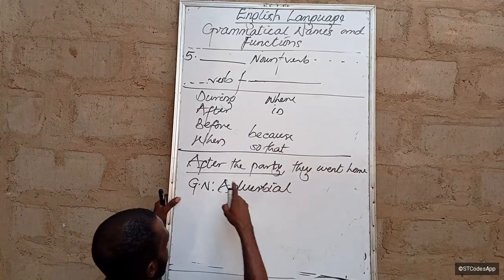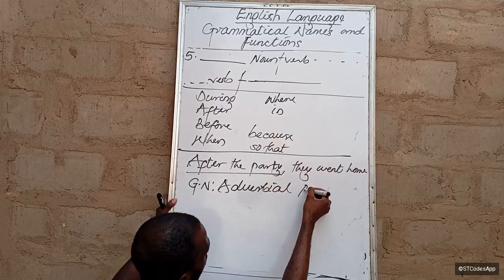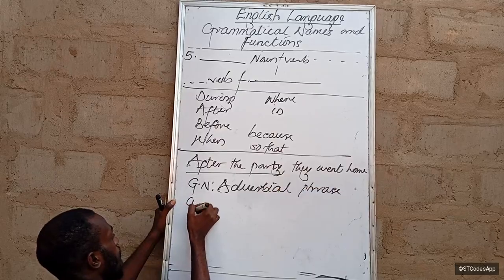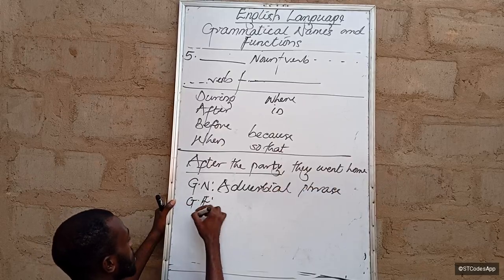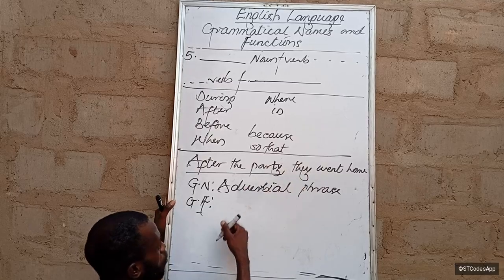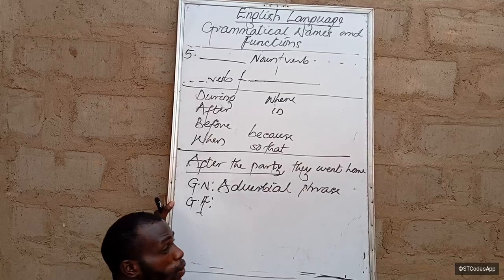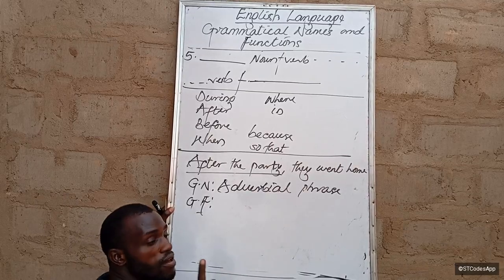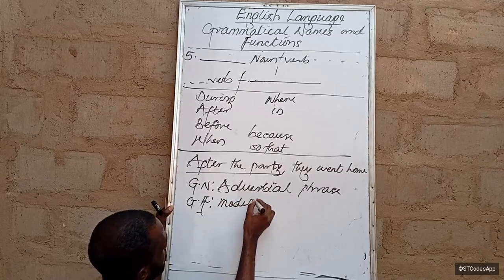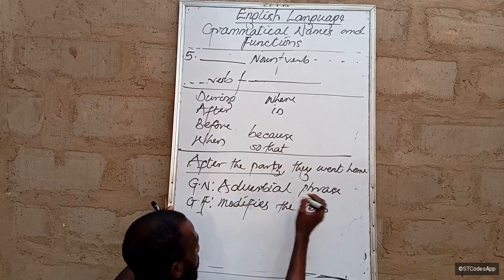Now, is this a phrase or a clause? Check inside "after the party". Is there a verb there? No. So this will be an adverbial phrase. And what will be the grammatical function? What's the function of an adverb? It is always modifying the verb. So you say it modifies the verb. Which verb here?